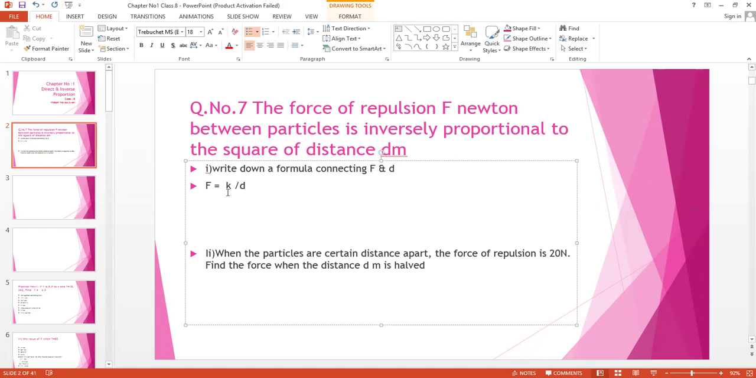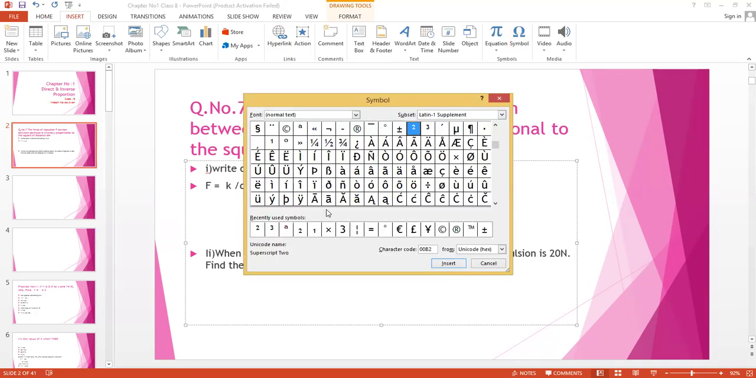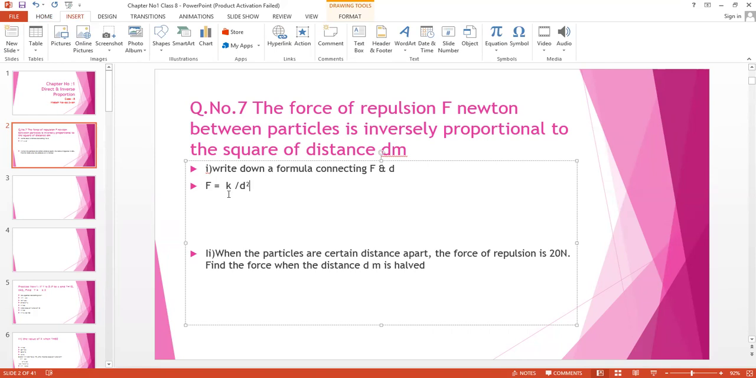Always remember that in direct proportion, k and the second variable are multiplying, but in inverse proportion, what is their relationship? The second variable will be dividing. So F is equal to k, and look here, they are saying square of distance. So here we have to take the square of D, so I put the symbol of square. So this is F equals k over D squared. This is the formula which connects F and D.